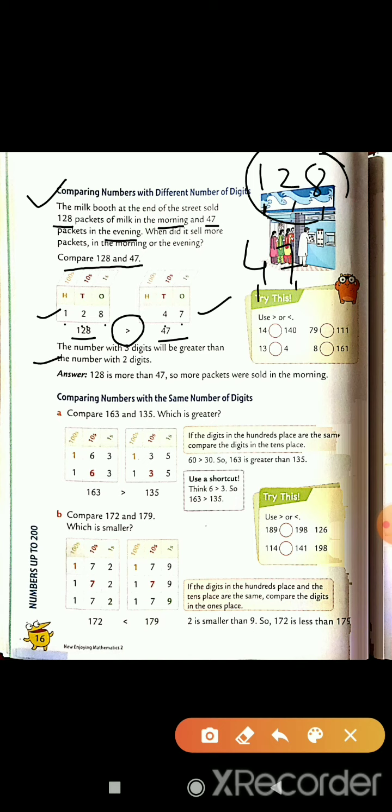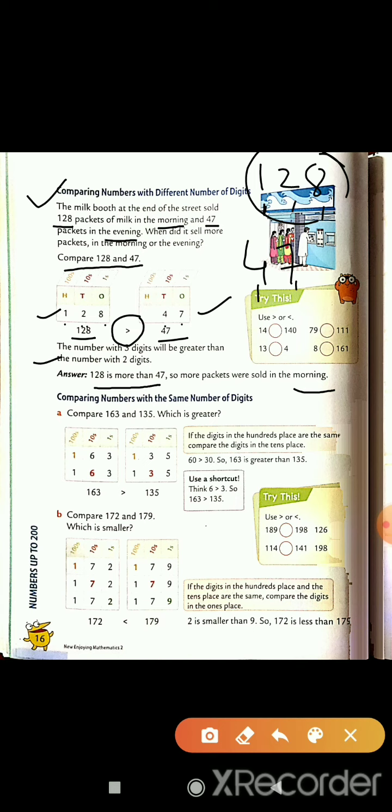So our answer is 128 is more than 47. So more packets were sold in the morning.